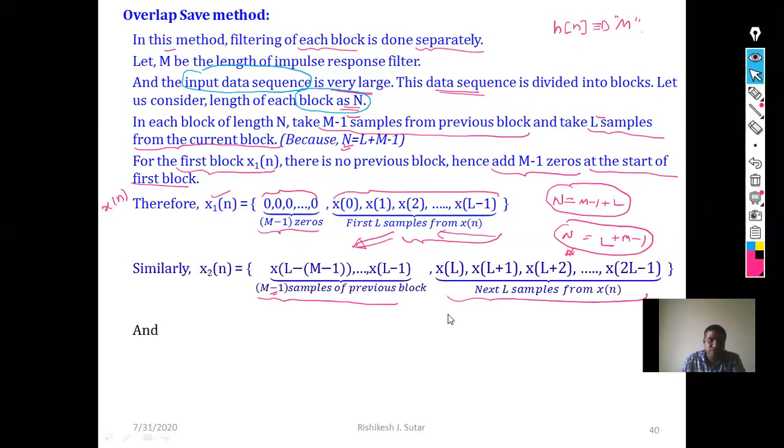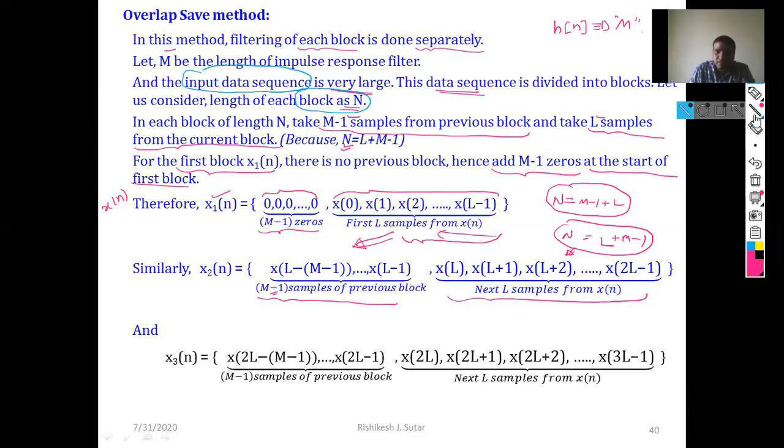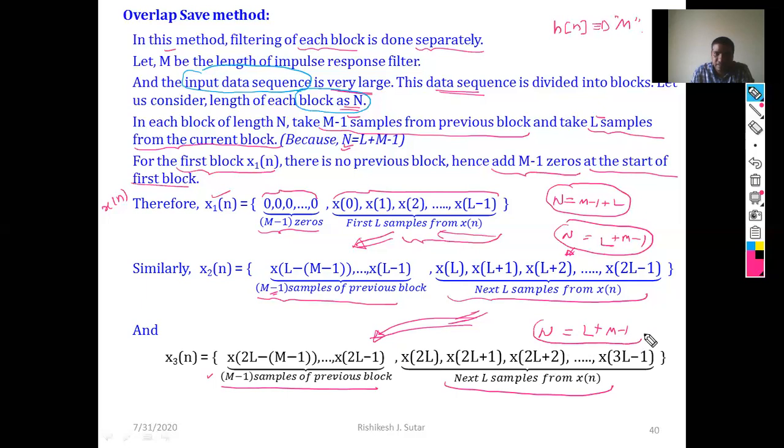Then I go further, and again I take M minus 1 samples from the previous block, that is, from this block x2 of n, and I take the next L samples from x of n. So these are the L new samples, and this is the M minus 1 samples from the previous block. So ultimately again it becomes capital N.